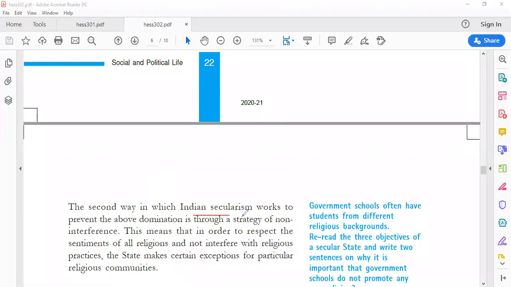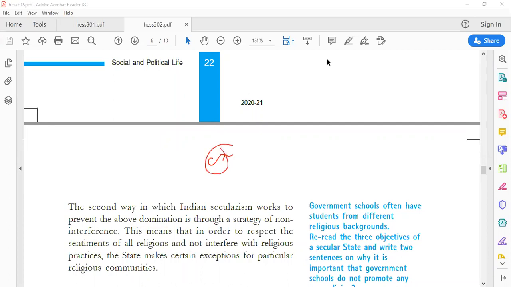The second way Indian secularism prevents domination is through the strategy of non-interference. This means that in order to respect the sentiments of all religions and not interfere with religious practices, states make certain exceptions for particular religious communities. It has given certain exceptions to particular communities.